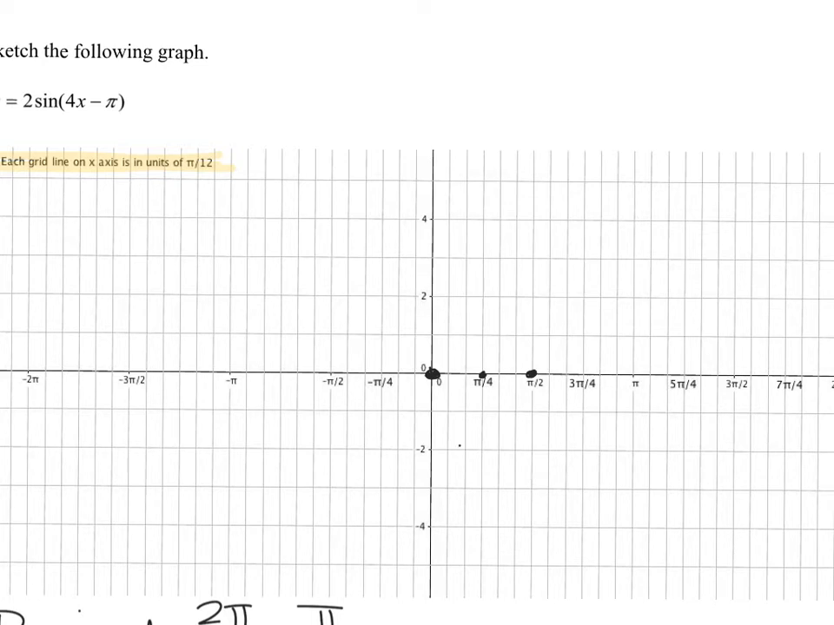So we can get an idea of halfway being a little bit before pi over 3, which is what this pi over 6, this second line, would be. And then 3 pi over 8 is halfway between pi over 4 and pi over 2. So we want a +2 in the middle there. So now we just connect our points and we get one period of our function.